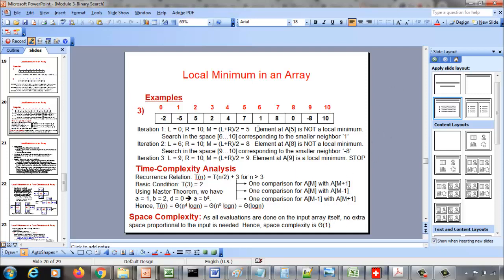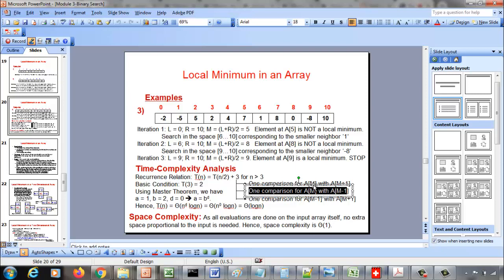So once you find a middle index, we compare it with its right neighbor. So a of m with a of m plus 1, that's one comparison. A of m with a of m minus 1. Now we may be done with these two comparisons if the element at middle index m is the local minimum. We compare it with the element at m plus 1 and the element at m minus 1. If it is less than both of these neighbors, we can say that's the local minimum.